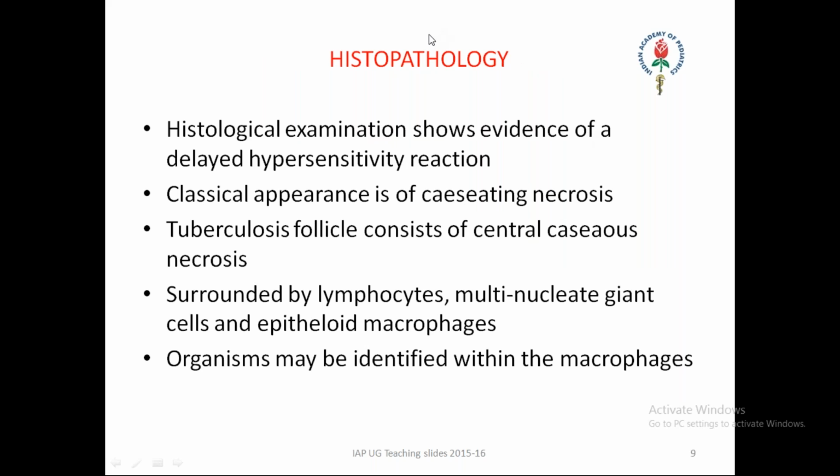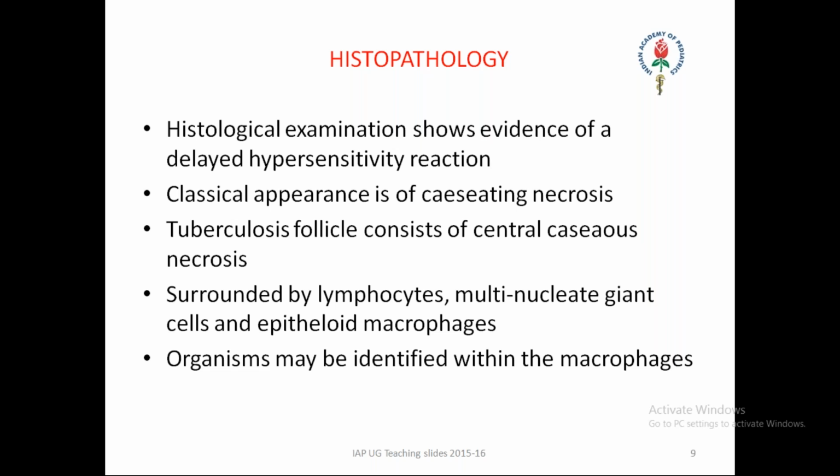Coming to histopathology, histological examination shows evidence of a delayed hypersensitivity reaction. The classical appearance of caseating necrosis is classical for TB. The tuberculous follicle consists of central caseous necrosis, surrounded by lymphocytes, multinucleate giant cells and epithelioid macrophages.